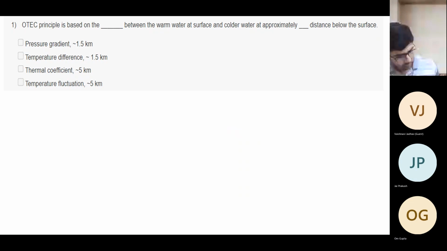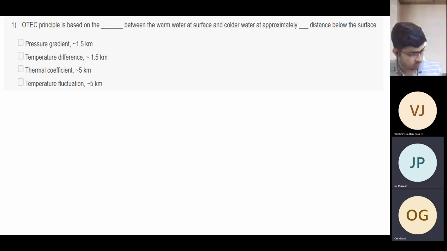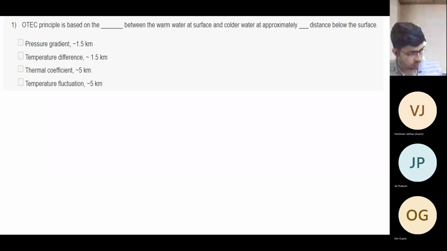Option B is correct. Option B is temperature difference and 1.5 kilometer. Okay, let's wait for 1.5 minutes more. Anybody else want to answer? Please answer. We can have pressure gradient also. Pressure gradient. Okay, let's see. We will discuss.